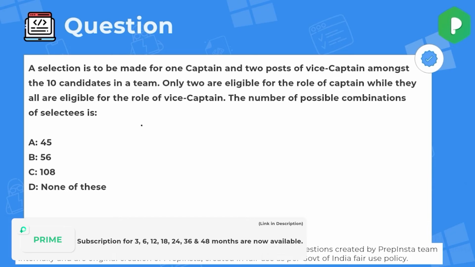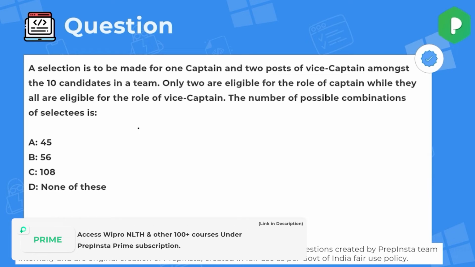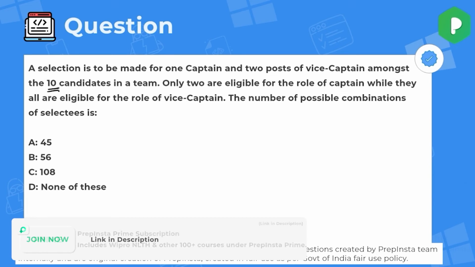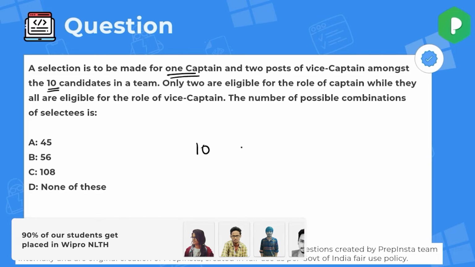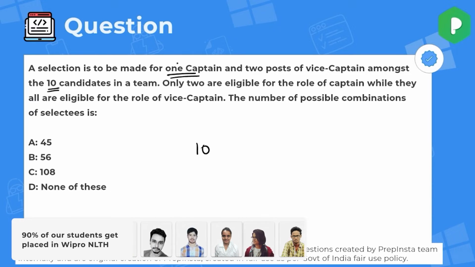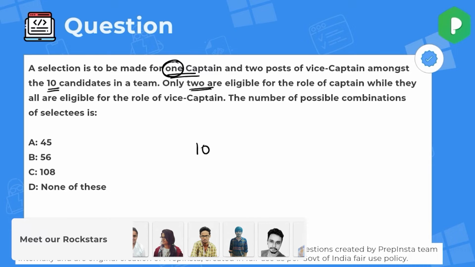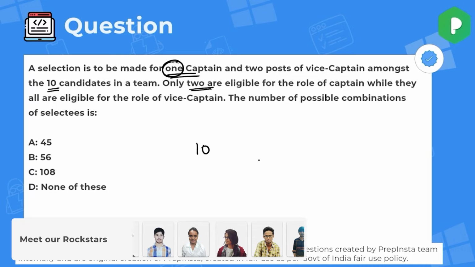I hope everyone has done well. Just look at the question, how we will do. How many candidates were there? There are 10 candidates. And there is a chance for 2 people to be selected as captain. So how many captains have you chosen? One captain among how many? 2. So you have to select, right?